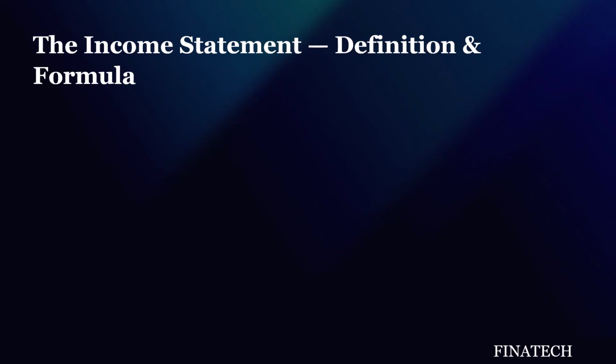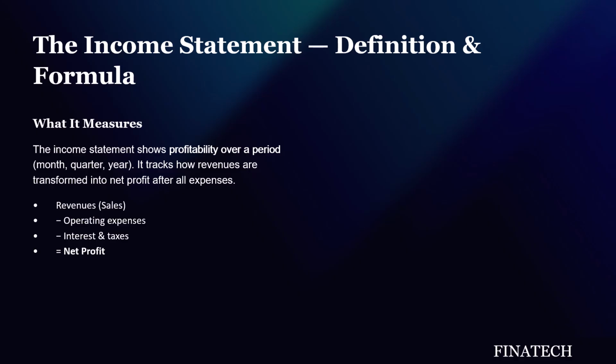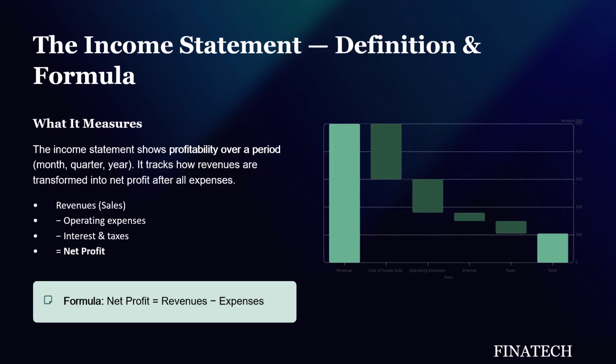What is the income statement? This is a definition and a formula. What does it measure? The income statement shows profitability over a period: month, quarter, year. It tracks how revenues are transformed into net profit after all expenses. This is the formula: net profit equals revenues minus expenses.